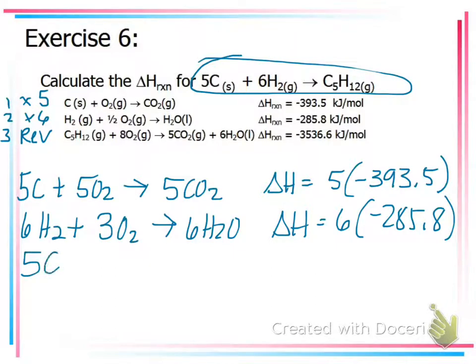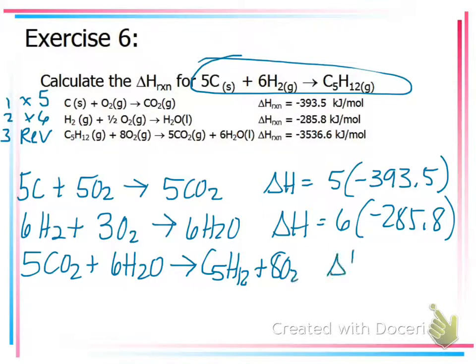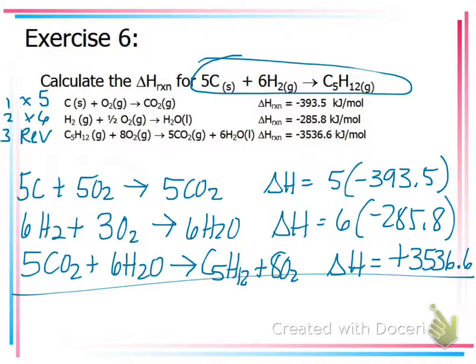And then we're reversing that. So we have 5 CO2 plus 6 water yields C5H12 plus 8 oxygen. And that one, we need to make it positive because we reversed it. All right, let's cancel everything that we can. I can cancel the 5 CO2 right off the bat. What else can I cancel? I have 8 oxygen here, and I have 8 oxygen here, so I can cancel all of my oxygen. Anything else I can cancel? The 6 water.